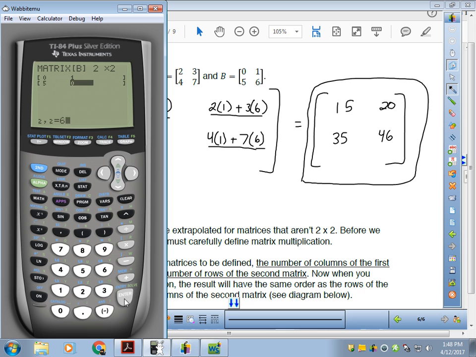5, 6. And then once we have both of those in there, I can pull up my matrix menu, say take matrix A, and take matrix B, multiply them together. There we go, 15, 20, 35, 46, which is exactly what I have right here. So you can do it in the calculator, but it does involve quite a few keystrokes. You have to sit there and actually input each matrix and then tell it to multiply them together.